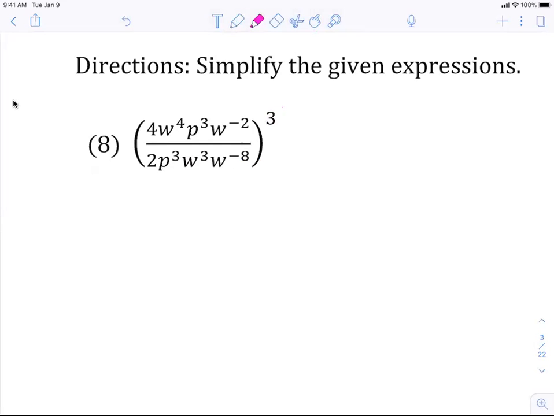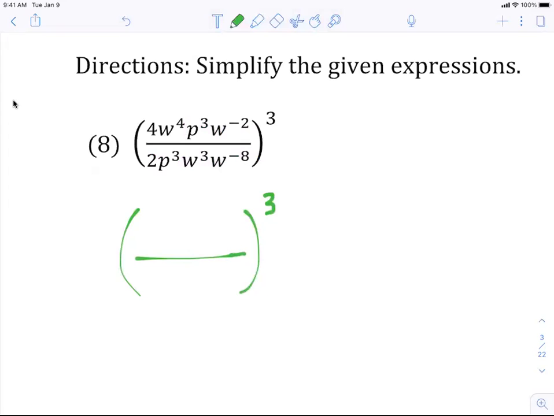Because something that I'm noticing is that I have a lot of like bases. I have W's here, here, here, and here. And I also have P's here and here. So there's really only 2 bases that I see here. So that's something that I think I'm going to do first on this one. I'm going to leave the exponent on the top alone first, and I'm just going to simplify a little bit with what's inside. So let's start with my numerator.